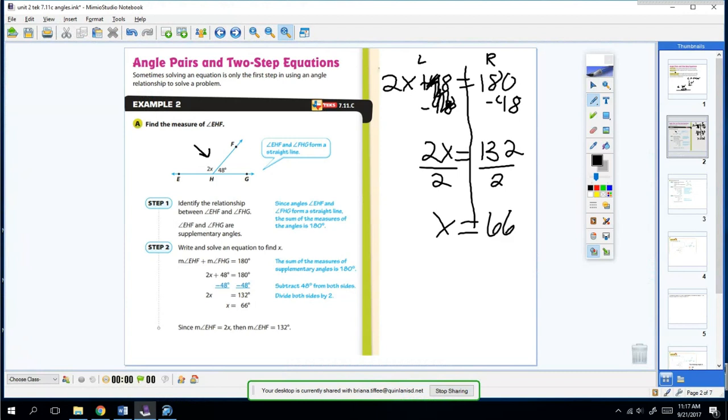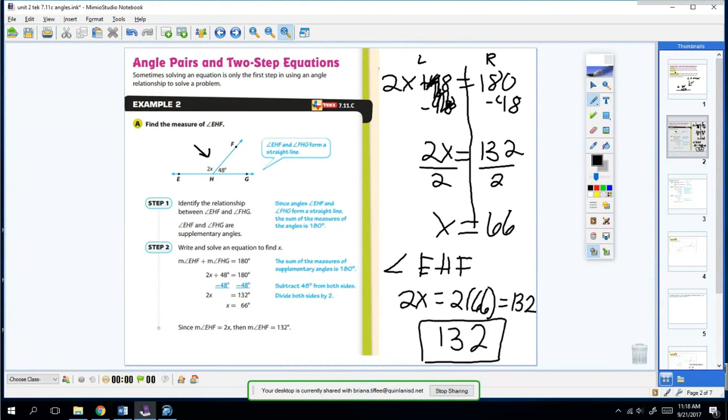Well, luckily I did find my missing variable, my x, but my problem is asking me to find the missing angle. The missing angle is angle EHF. Angle EHF is equal to 2x. Well, luckily I just found out x is 66. So we're going to do 2 times 66, which is 132, meaning our missing angle, EHF, is 132 degrees.